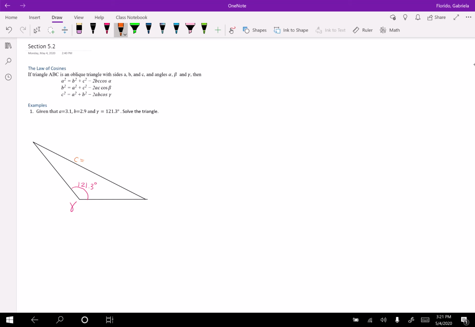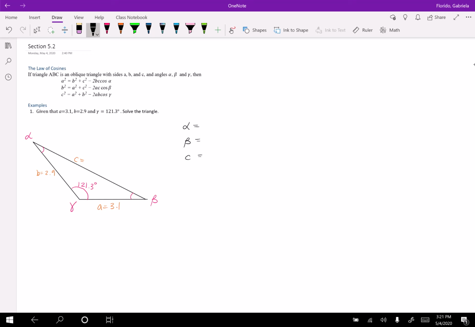The other angles, it doesn't actually matter where we place them, so I'm just going to place alpha there and beta there. We're going to be looking for these angles as well. The length opposite of alpha is little a, which is 3.1, and the length opposite of beta is little b, which is 2.9. So can we use the law of cosines right now? We need to find alpha, beta, and little c.